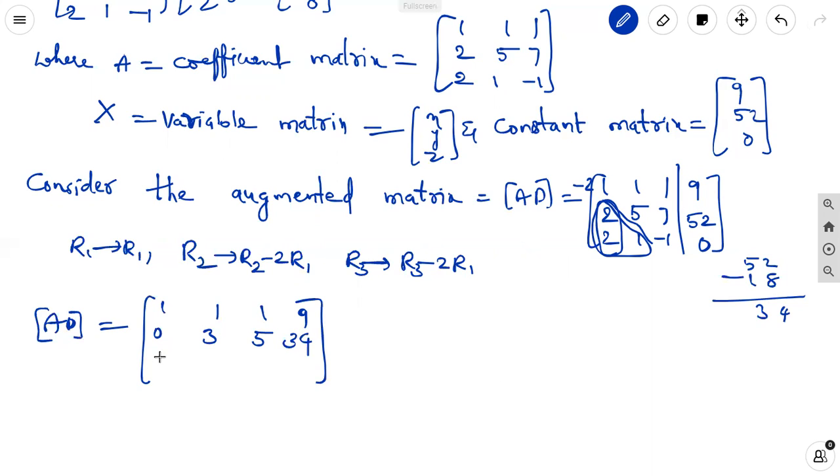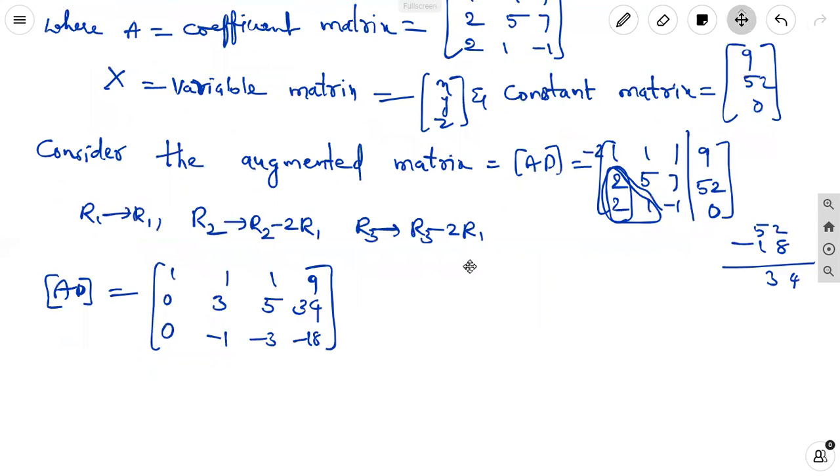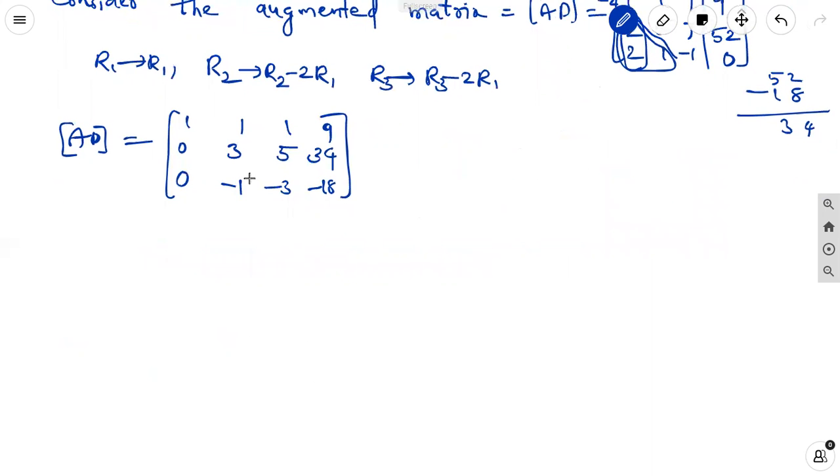Again, 2 minus 2 is 0, 1 minus 2 is minus 1, minus 1 minus 2 is minus 3, 0 minus 18 is minus 18. Again it is reduced to 0, so R3 becomes 3R3 plus R2. It is multiplied by 3, and minus 3 plus 3 is 0.